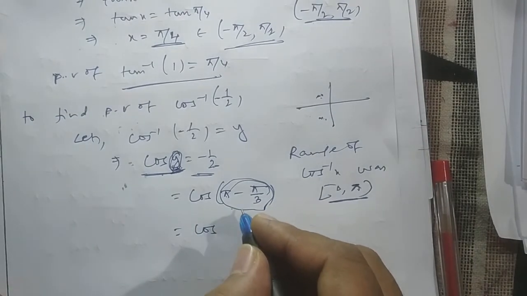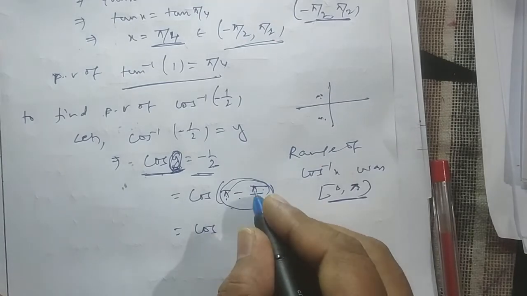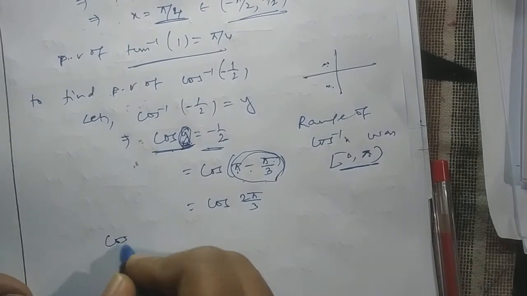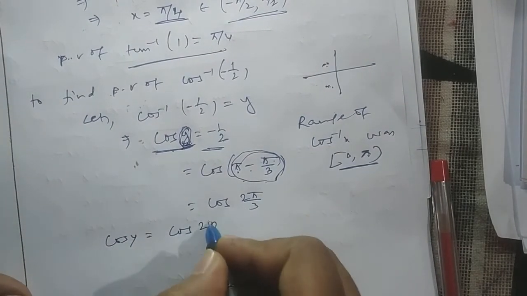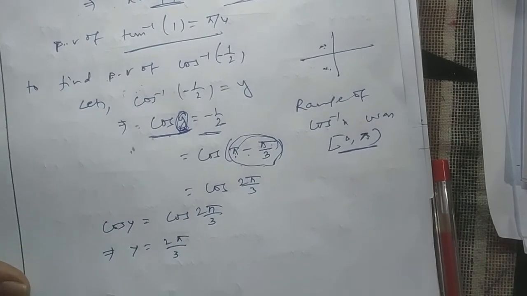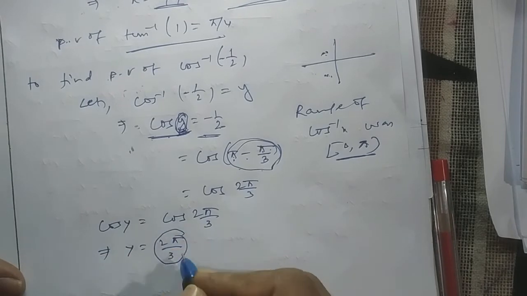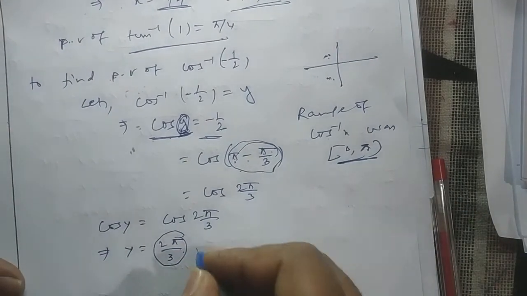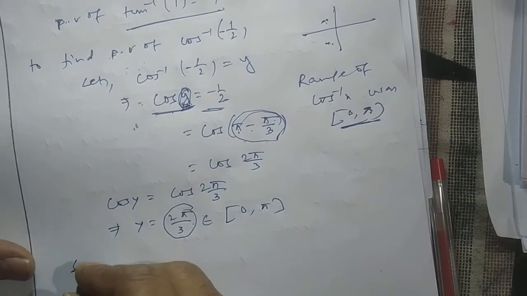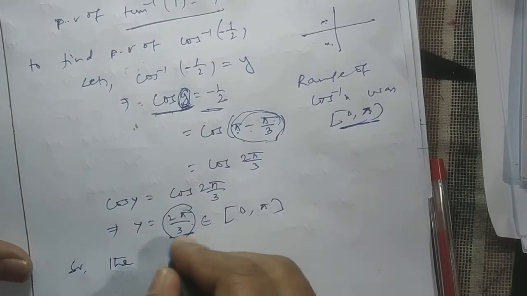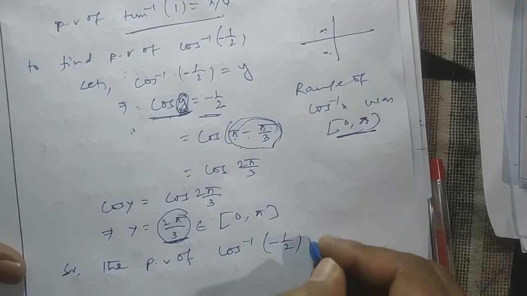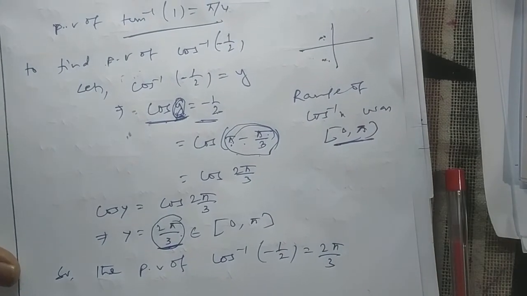So pi minus pi by 3 will be 3 pi minus pi by 3, that is 2 pi by 3. Understand? In this way, we are getting cos y equal to cos 2 pi by 3. And finally, we got y equal to 2 pi by 3. Now let us check whether this angle belongs to the range or not. Yes, it is clearly seen, it belongs to the range. So it will be the required PV. So the PV of cos inverse minus half will be 2 pi by 3, correct?